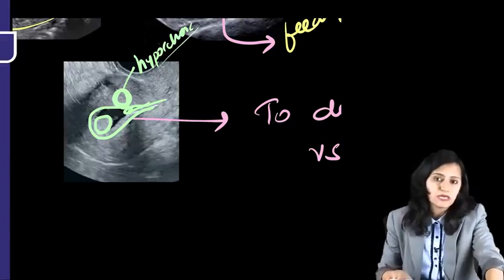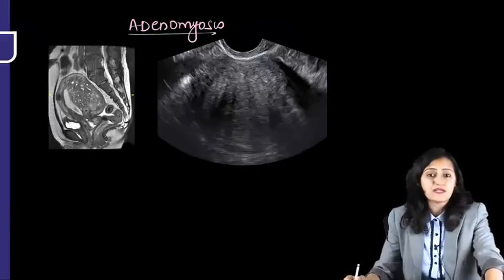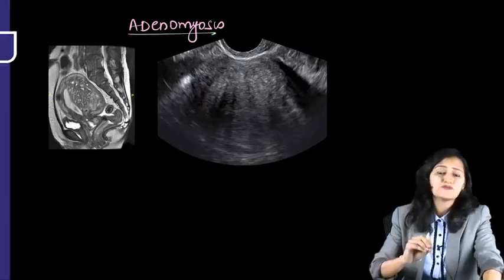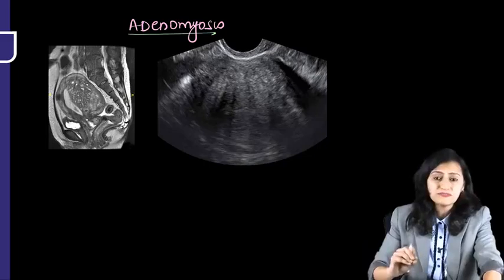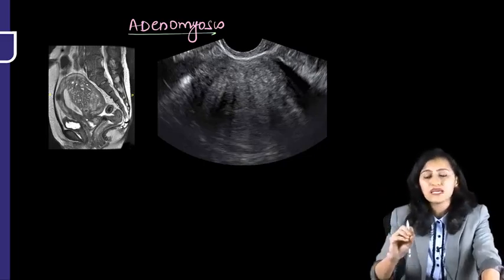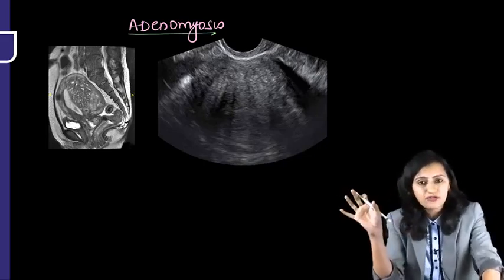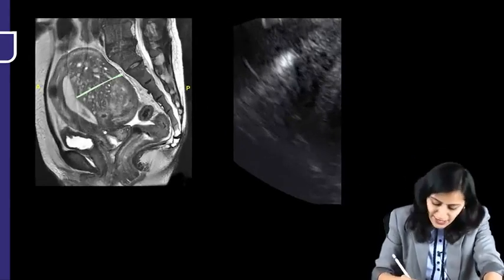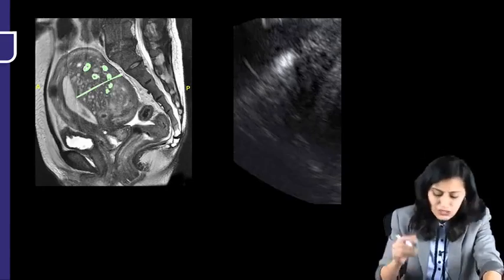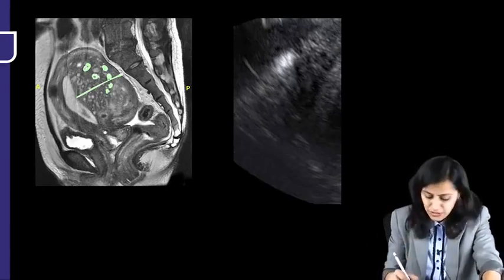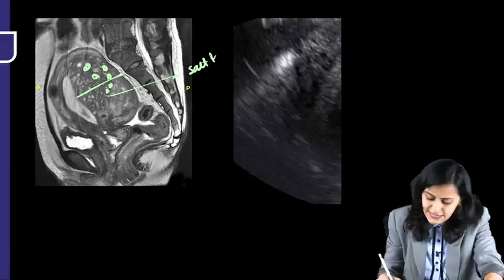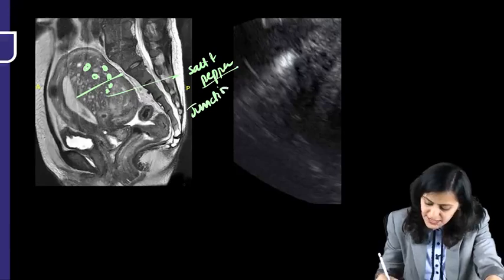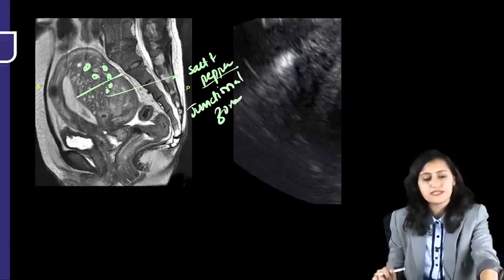Leiomyoma, muscle is hypoechoic. Next one, adenomyosis, where the patient presents with dysmenorrhea, menorrhagia. Adenomyosis is endometrial invasion into the myometrium. So you would see those hyperechoic endometrial glands in the myometrium. Same thing in the MRI. You see the bulky uterus and you see those hyperintense endometrial glands in the myometrium. This is called as salt and pepper appearance. There is thickening of the junctional zone in adenomyosis.